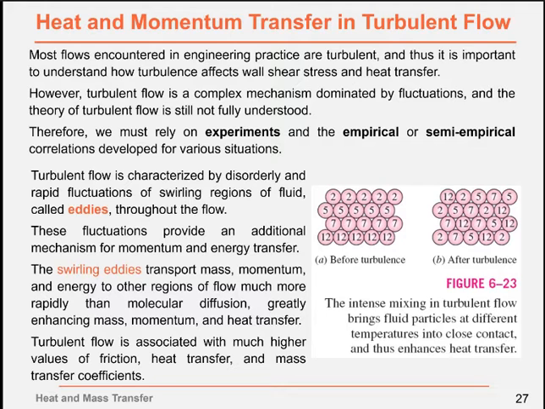Turbulent flow is complex, and it is dominated by fluctuations, and the theory of turbulent flow is still not fully understood. Turbulence is very complex and is not fully understood until now. Therefore, we must rely on experiments and empirical or semi-empirical correlations developed for various situations. Turbulent flow is characterized by disordered and rapid fluctuations of swirling regions of fluid.